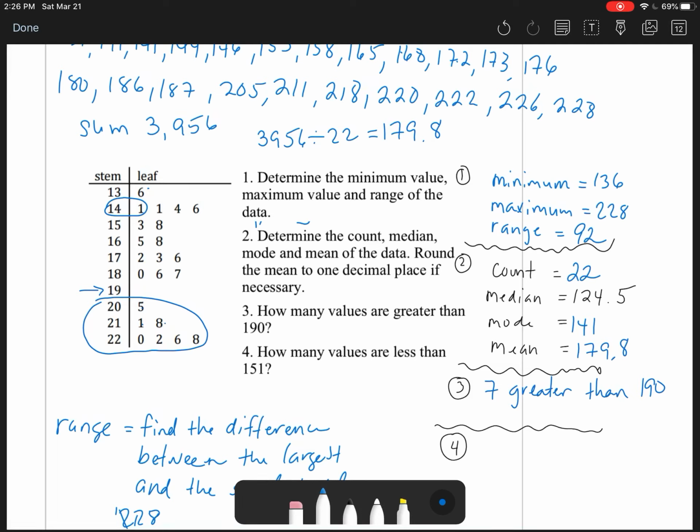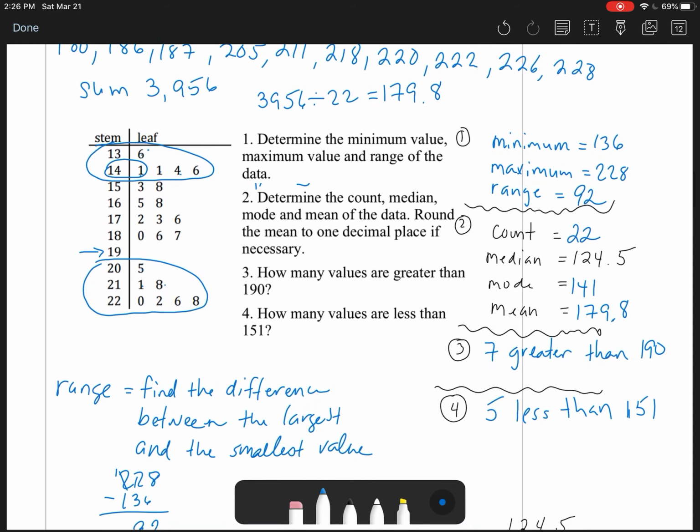So 151 would be above the 153, 158. So we would count these: 1, 2, 3, 4, 5. So we have 5 less than 151. Okay.